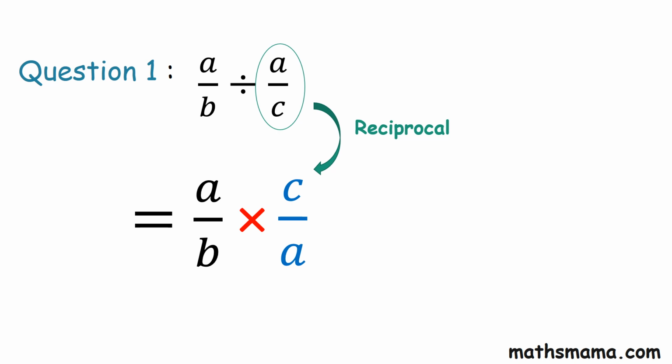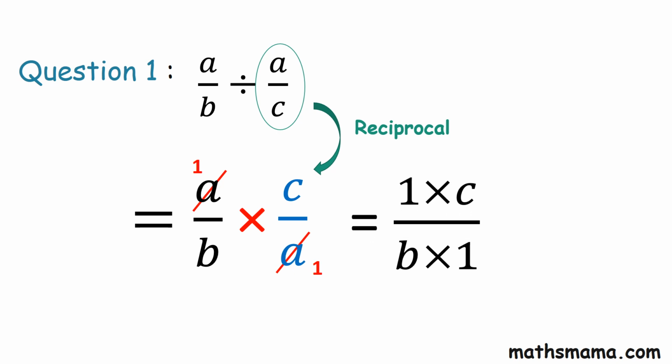And then what we do, we cancel off the common factors. So a is a common factor, so we cancel it off, and then finally we multiply the numerators, 1 times c, and the denominators, b times 1, and then you get the final answer as c/b.